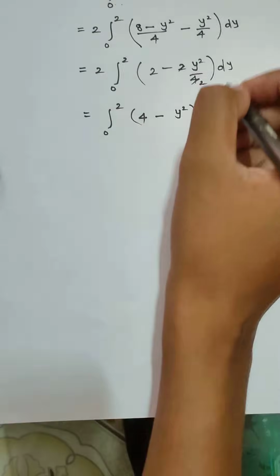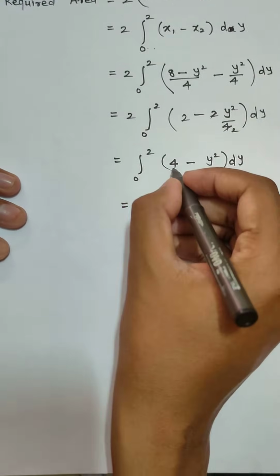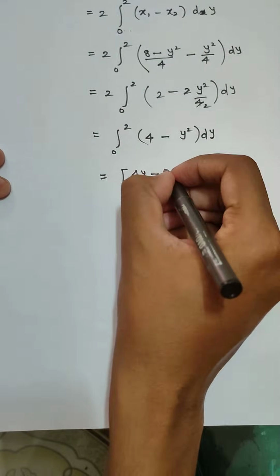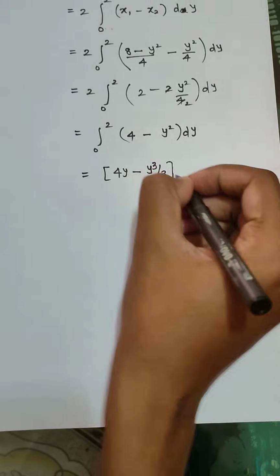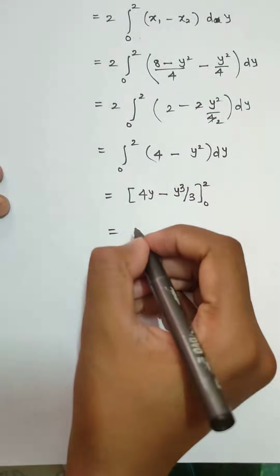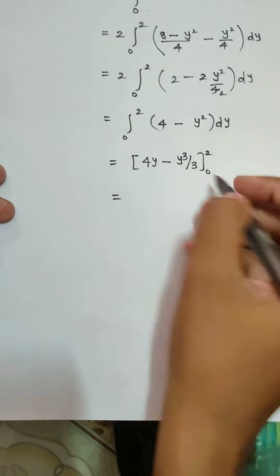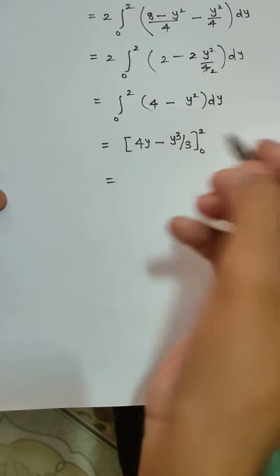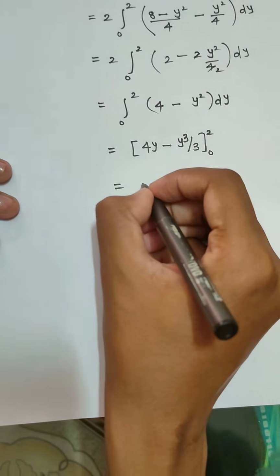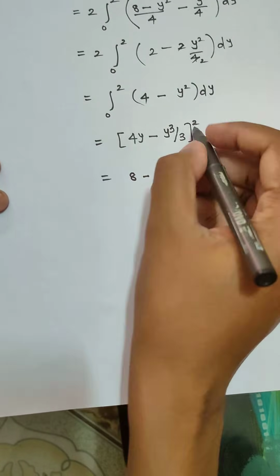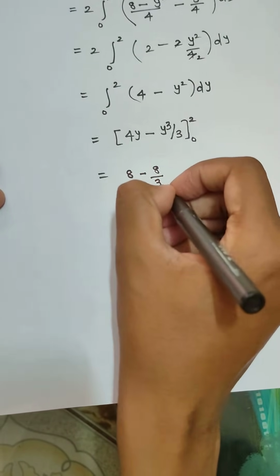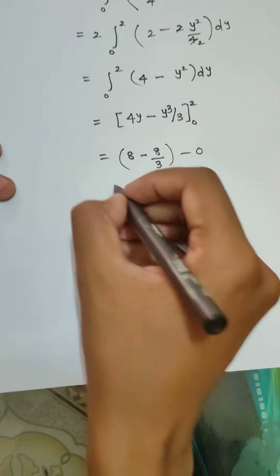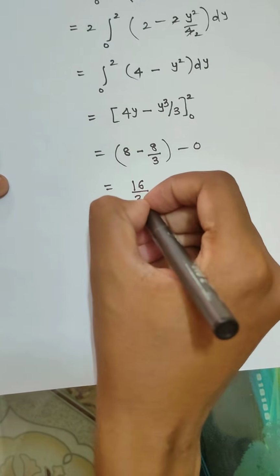Now this is a very elementary integration that you can solve. What is the integration of 4 with respect to y? That is 4y minus, what is the integration of y square? It is y cube by 3. And what are the limits? 0 to 2. Now, very simply, apply upper limit minus lower limit. The lower limit contributes 0, whereas the upper limit will contribute to the solution of this problem. So what is it? 4 2s are 8, minus 2 cube is 8, by 3, minus 0. Now 8 3s are 24, minus 8, 16. So the answer is 16 by 3.